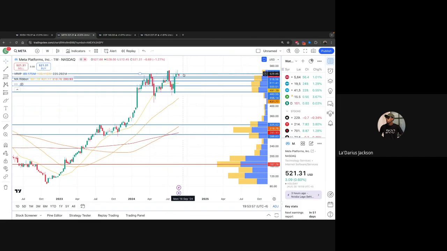So 1, 2, 3 is a test. You can see we put our resistance. And if we can get a break above that, I honestly think that Meta is a $600 stock, in my opinion. Also, it's an election year, so normally social media stocks do well during election years, because where else are they going to tell us that they're pretty much campaigning for whatever they're campaigning for?